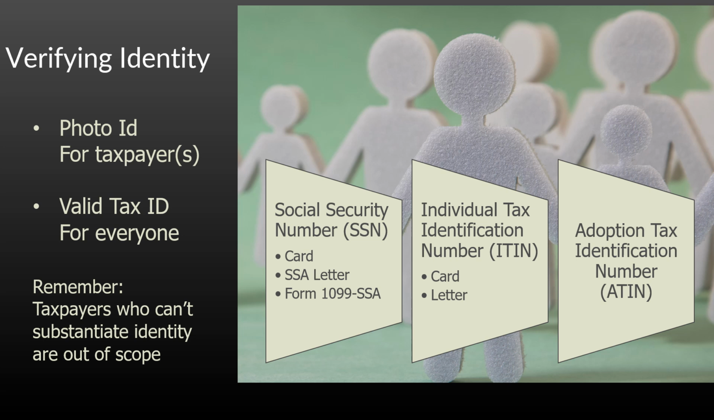That can be verified using a card, a Social Security Administration letter, or Form 1099 SSA, which reports Social Security income for the year. Another valid ID is the Individual Tax Identification Number, or ITIN, and this can be verified using a card or letter as well. A less common ID would be the Adoption Tax Identification Number, or ATIN. Now remember, taxpayers who can't substantiate their identity are out of scope, and so we very politely refer them to a paid preparer.